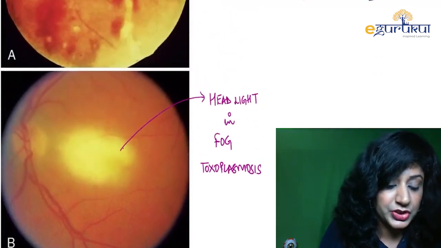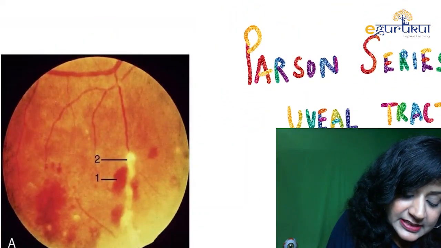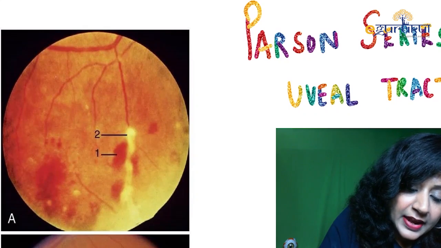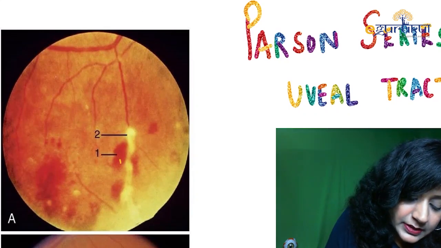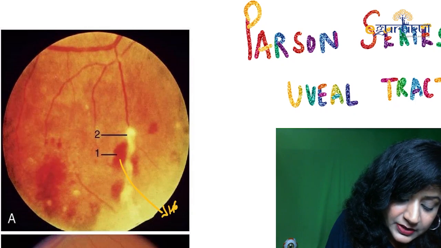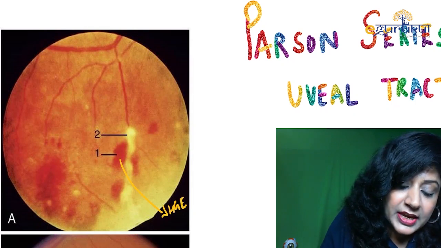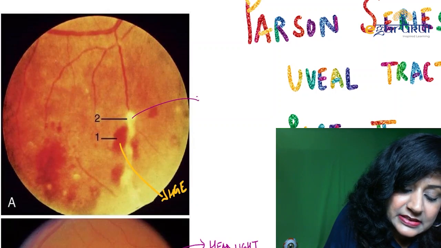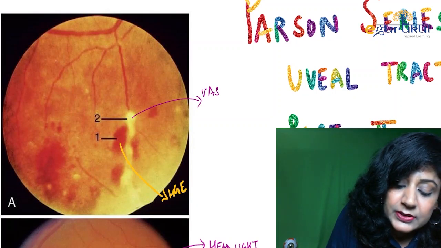hemorrhages in the vascular sheathing. So you can easily see this red one is your hemorrhage. This red one is your hemorrhage. Okay, and the yellowish area that you are able to see, this is your vascular sheathing.